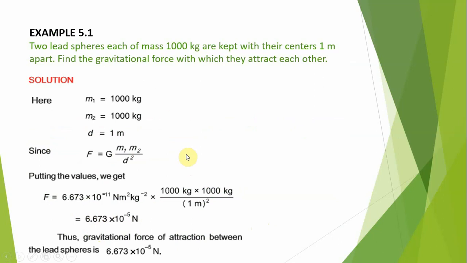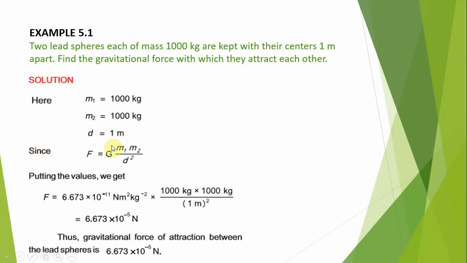Now let's solve an example related to Newton's law of gravitation. This example says we have two lead spheres having mass 1000 kg each, and these are kept at a distance of 1 meter. We are going to find the gravitational force between these two. The masses M1 and M2, as these two are identical, are the same. The distance between their centers is 1 meter.